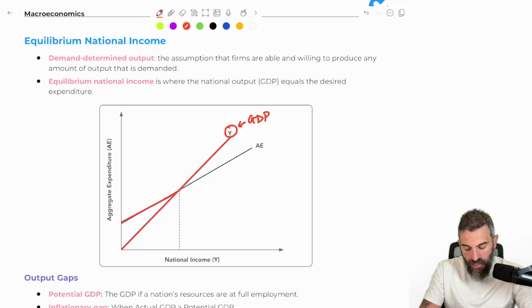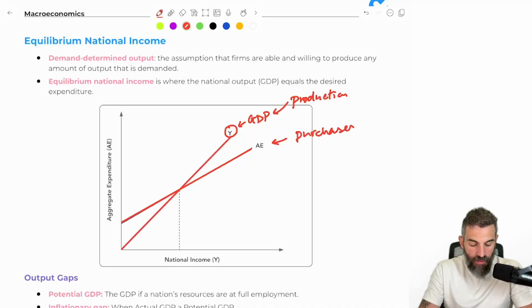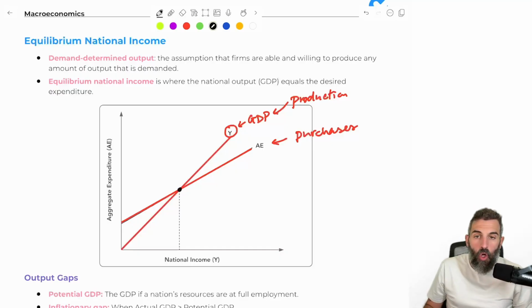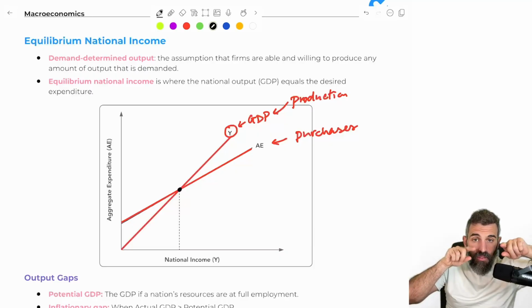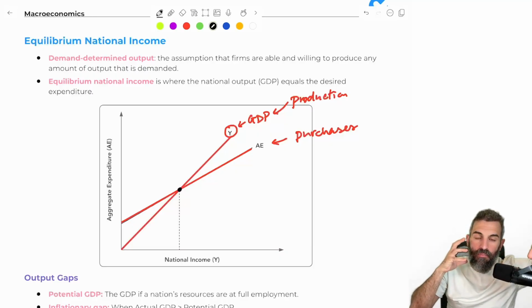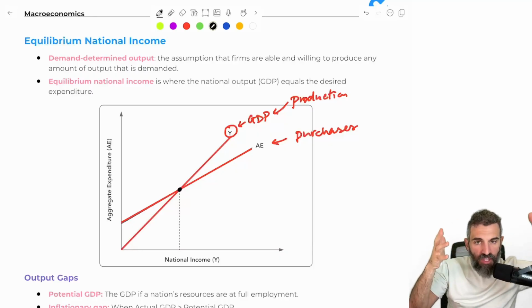And then you have aggregate expenditure, which we talked about in this chapter. Remember what I said at the beginning. GDP, think of that as production. Aggregate expenditure, think of that as purchases. And when they're equal, it means that all of the goods and services produced within a country, so all of the GDP, is actually purchased by people within the country. We have an equilibrium.